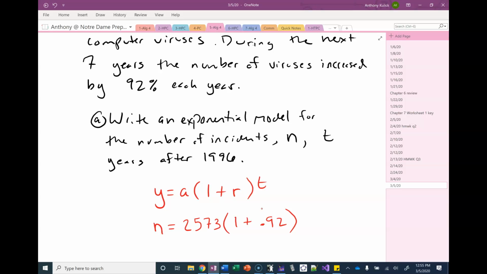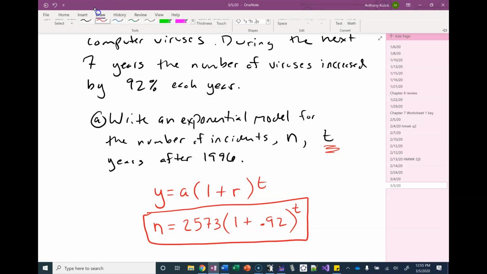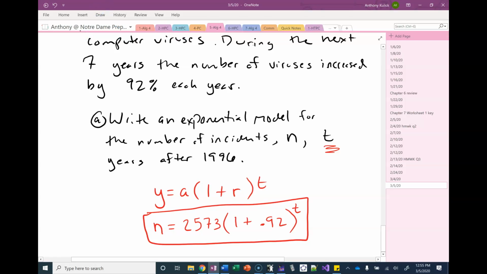And then the t represents time. In part A, it tells us to use t for the number of years after 1996, so I don't have to do anything there. t is t. So this is my exponential model. When you write a model, you're always going to have two variables in it. In this case, we have n and t. Everybody's okay with that?